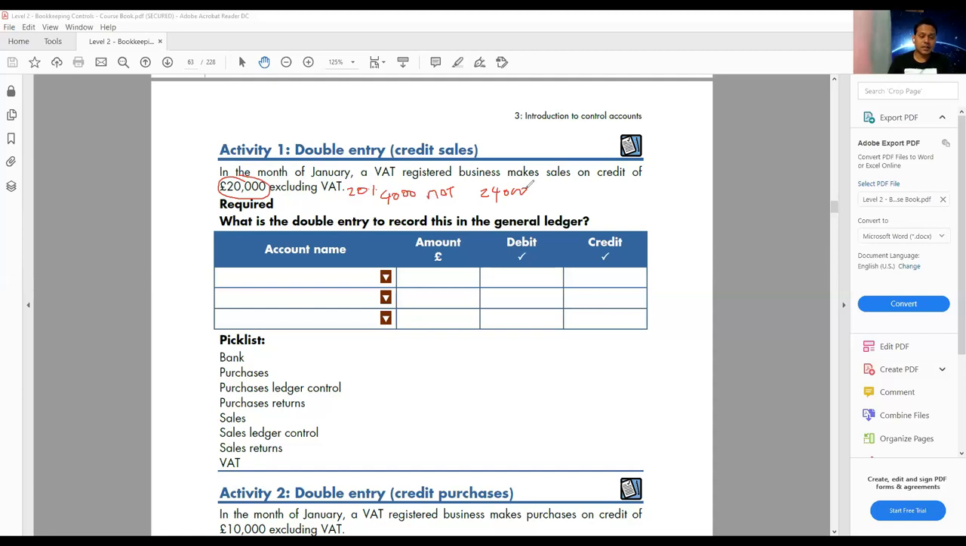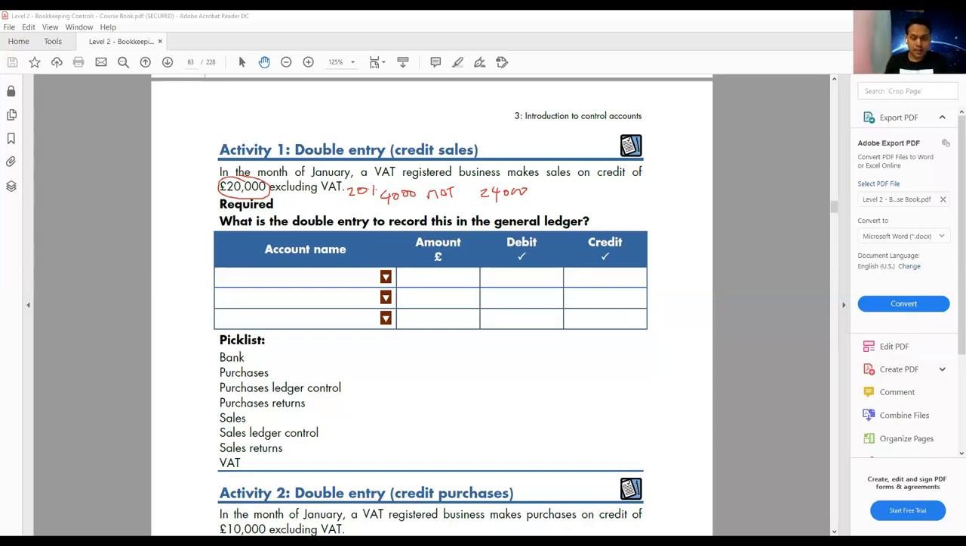What will be the journal for that? I make a credit sale with VAT. When I make a sale, obviously I create a customer. What type of customer? Credit customer. And we have a name for the credit customer. All the credit customers, we call them sales ledger control. And obviously this is happening because of the sale. When I make a sale, I create the liability for VAT. The VAT I have collected from the customer is not mine. I have to pay it back to HMRC. So that's my liability.